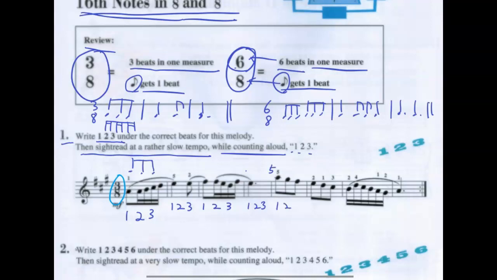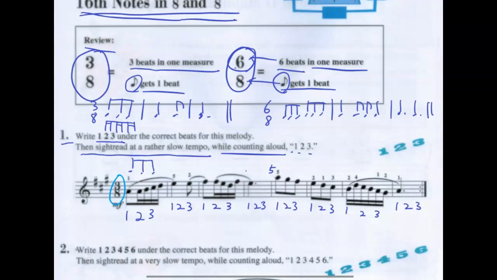Okay, and this is measure 5. 1, 2, 3, all 8th notes, 1, 2, 3. And here we have all 16ths. So 1, 2, 16th, 1, 8th, 2, and 3. And the last measure, 1, 2, 3 beats.